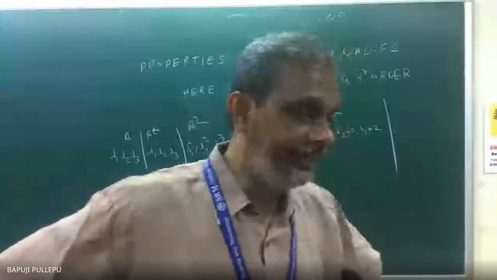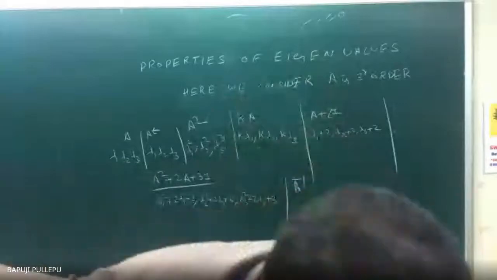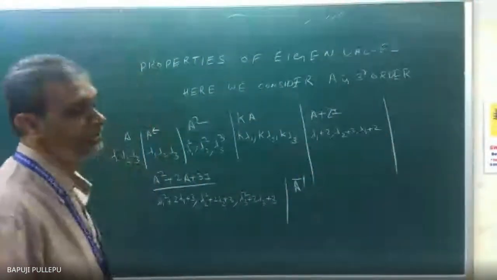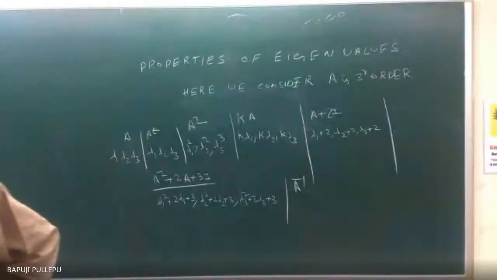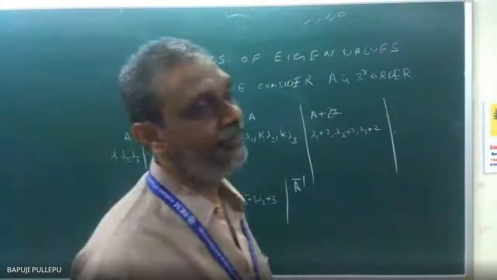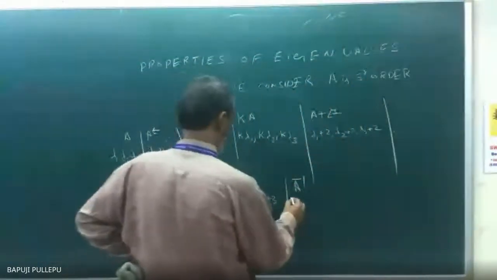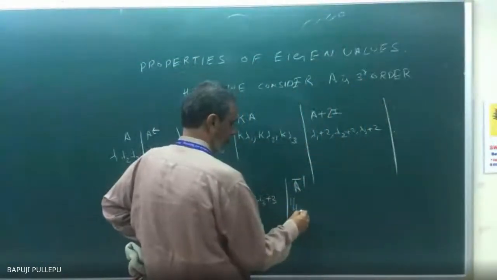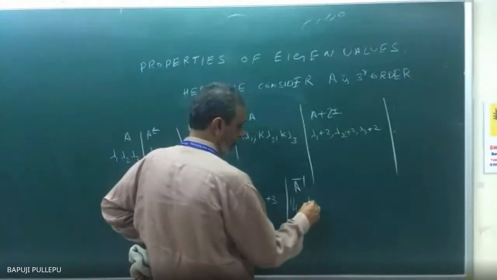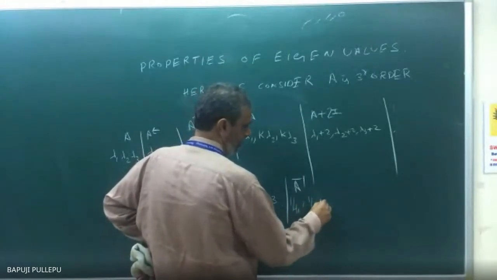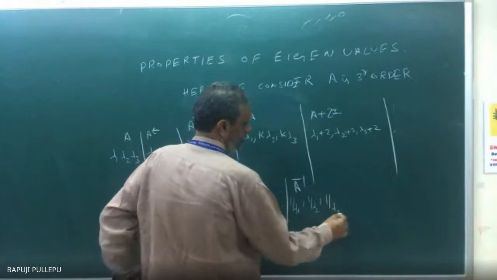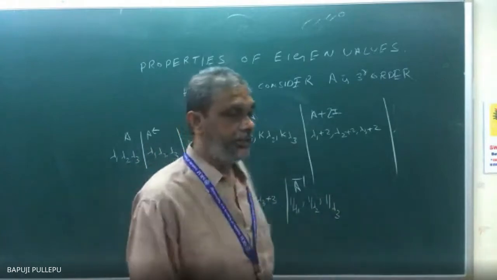Sir, A into A inverse equals I. Very good, nice, excellent. What is your name? Shashank, sir. Super, nice explanation. A into A inverse is equal to I, so from this I am finding it. Excellent. So 1 by lambda 1, 1 by lambda 2, 1 by lambda 3. Note down fast.